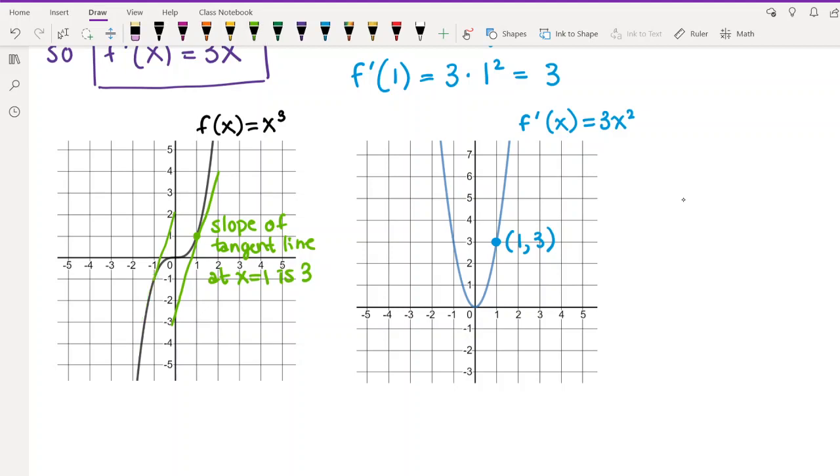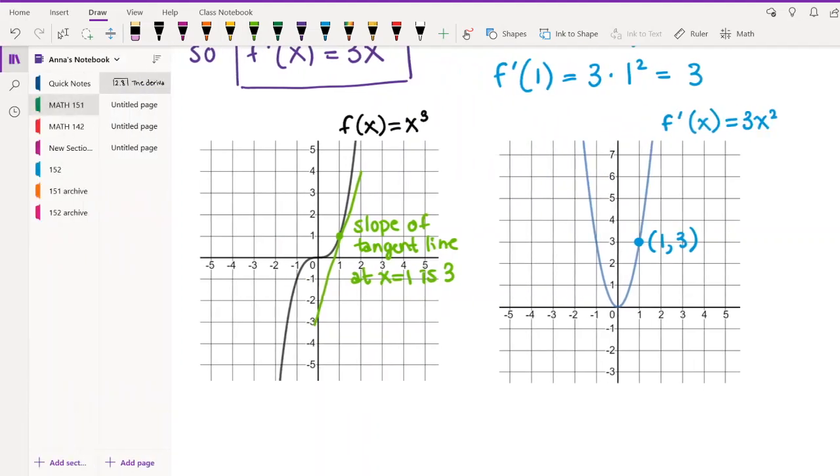So one thing that you'll probably notice in this class when you're looking at the graphs of functions and their derivatives is that if the original function has some sort of symmetry, the derivative function is also going to have some sort of symmetry. It might not be really the same symmetry, but you can definitely make some connections between how the graphs look.